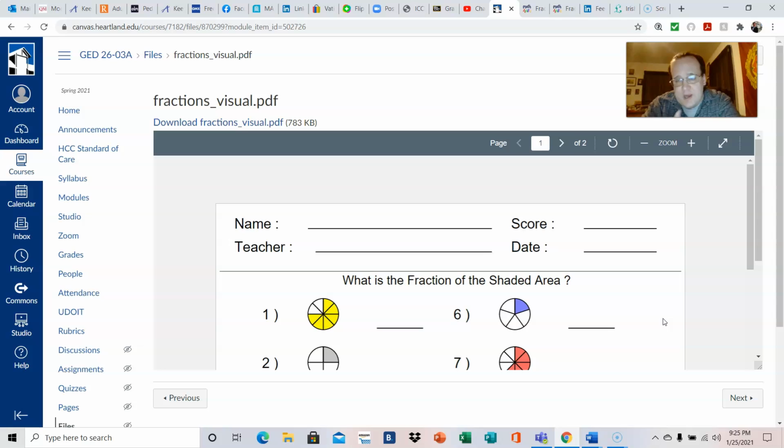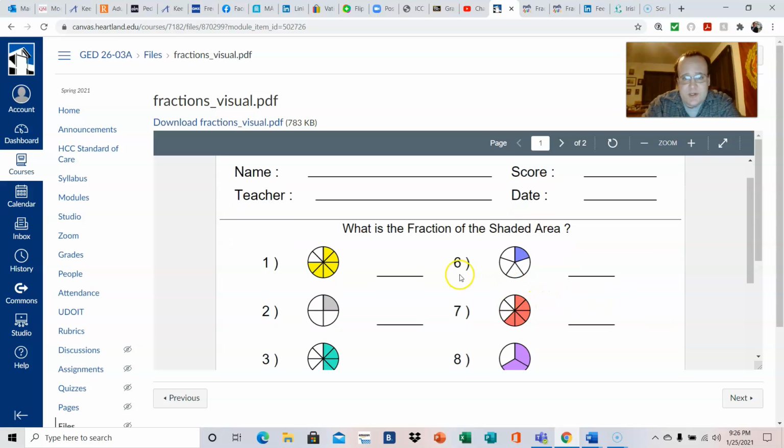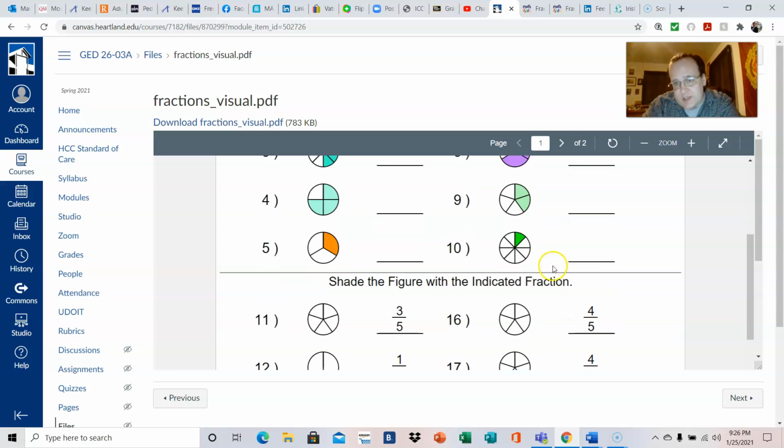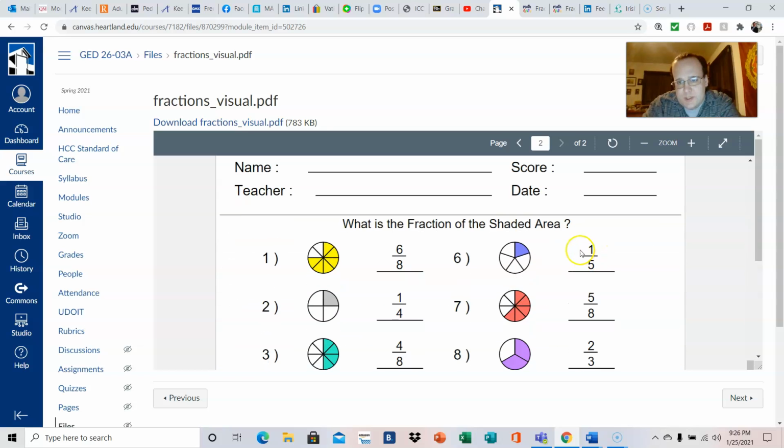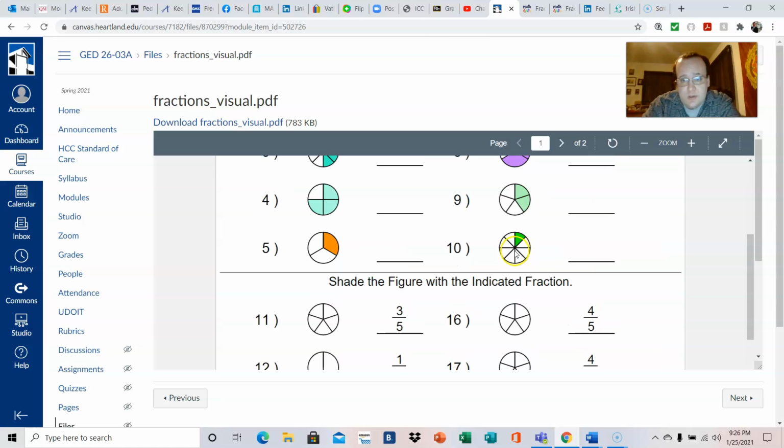What is a fraction? So what is the fraction of a shaded area? Let's take number 6 here. One area is shaded, kind of bluish. There's 1, 2, 3, 4, 5. So the fraction of the shaded area is 1 over 5. Now let's check that answer. Number 6, 1 over 5. There's one part of it shaded. There are 5 parts in total.